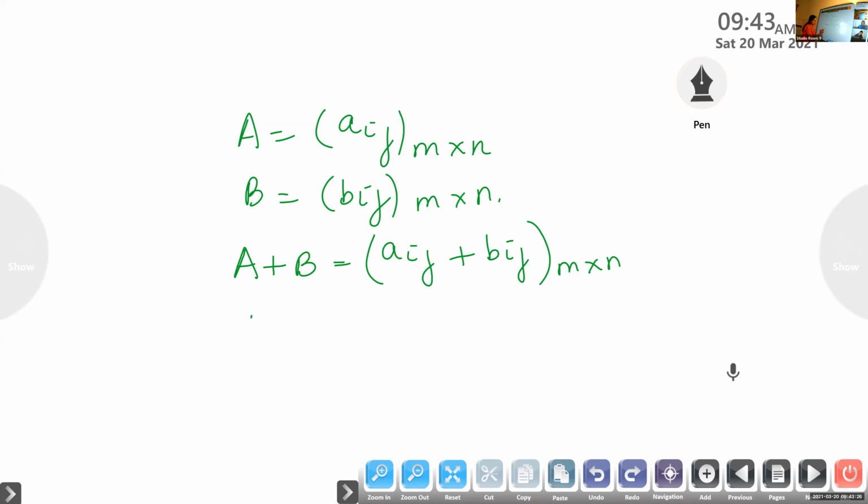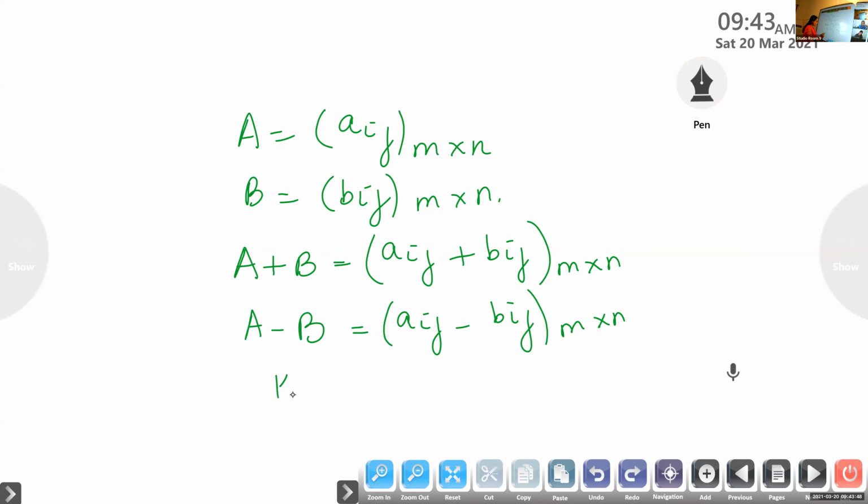What about A minus B? What is A minus B? It is Aij minus Bij. We subtract the corresponding entries. Aij minus Bij. You subtract the corresponding entries.